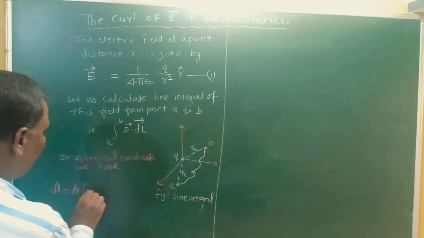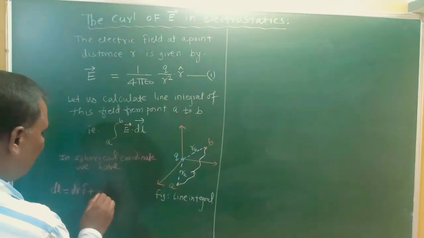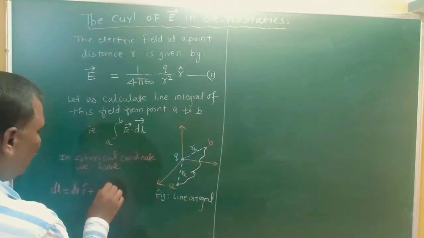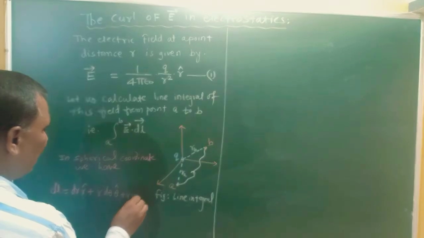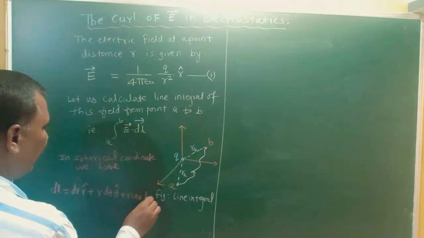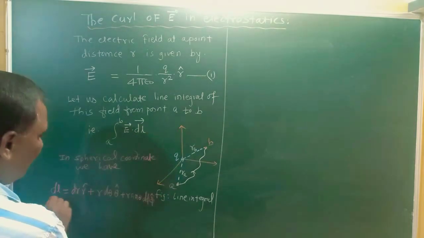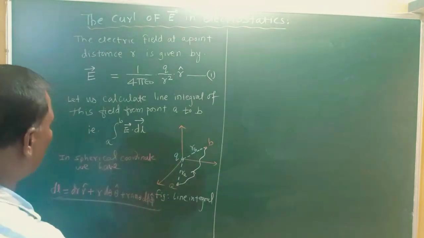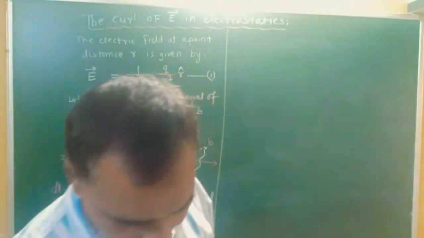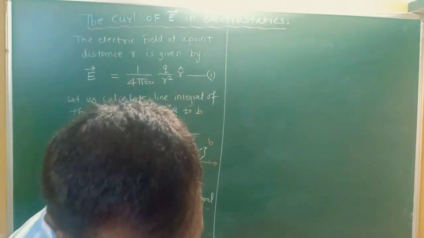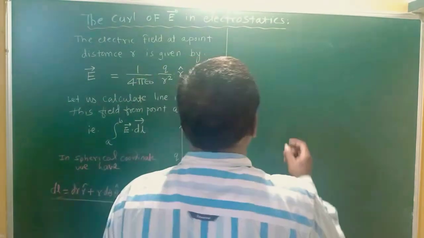The second is r into d theta into theta cap, and the third one is r sin theta into d phi into phi cap. This is the element we consider for the spherical coordinate system. After that we calculate the electric field intensity, that is E bar dot dl bar.